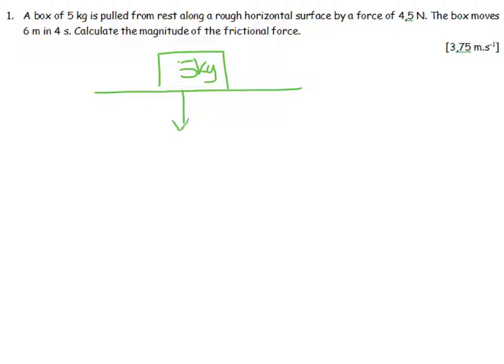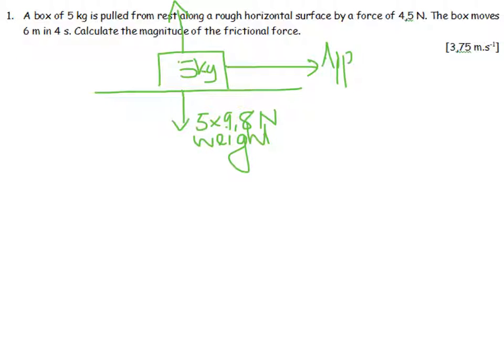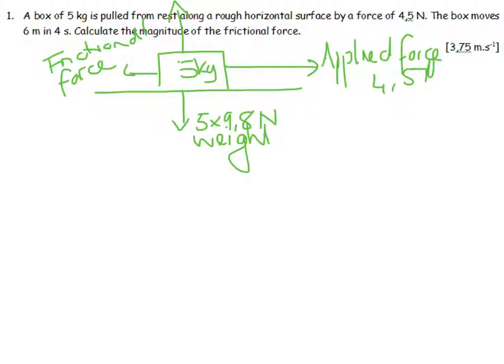long questions might ask this, we would need 5 times 9,8 over here, which would be 4, something, and that would be your weight. You would have a normal force, which would be exactly the same in magnitude. Then you would have an applied force, and that would be 4,5 newtons, and there would be, working against that, a frictional force. That's ultimately what we are going to have to find the value of.